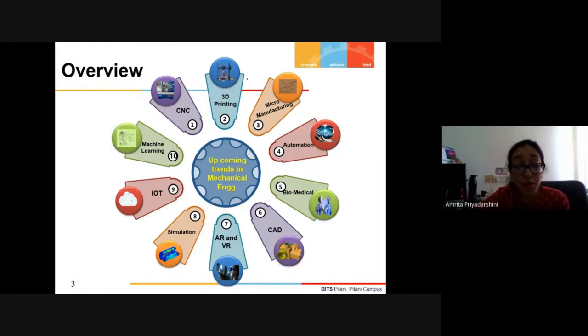CNCs are one of the important breakthroughs that came in. And nowadays, with the help of these computer-assisted systems, we have a lot of other things which are coming, and that is part of this going into Industry 4.0 as well. So we will be just touching these topics one by one.